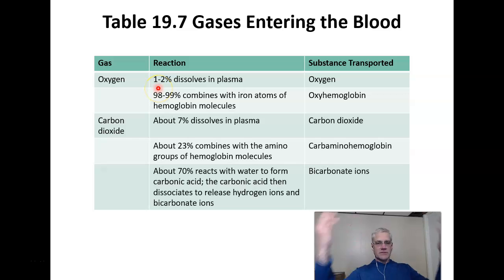Okay, so here it is. Here's the sum total, right? Oxygen, 1 to 2% is dissolved in the plasma. 98 to 99% of the oxygen is attached to hemoglobin in the form of oxyhemoglobin. Carbon dioxide, 7% dissolves in plasma as the gas, CO2. So you are carbonated. 23% of it combines with hemoglobin and forms carbaminohemoglobin. About 70% forms carbonic acid, then dissociates and has hydrogen ions and bicarb ions. There you go. So that's CO2.